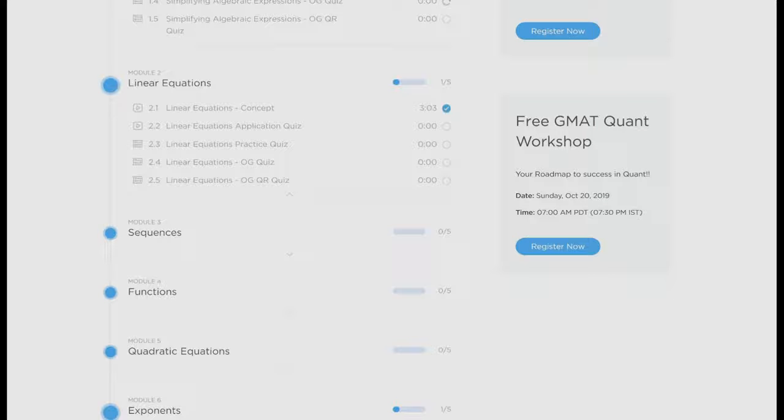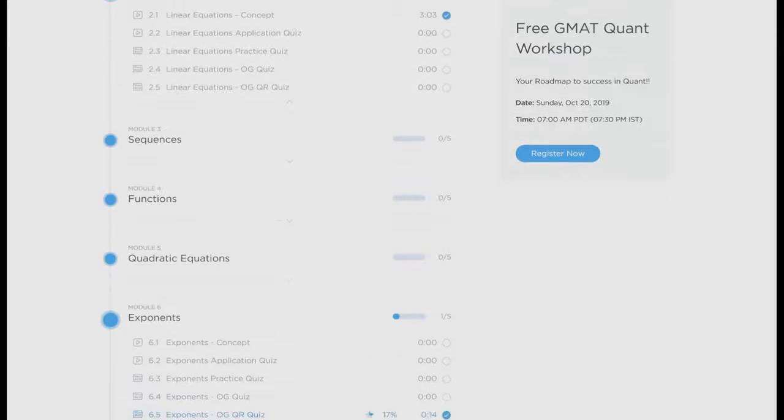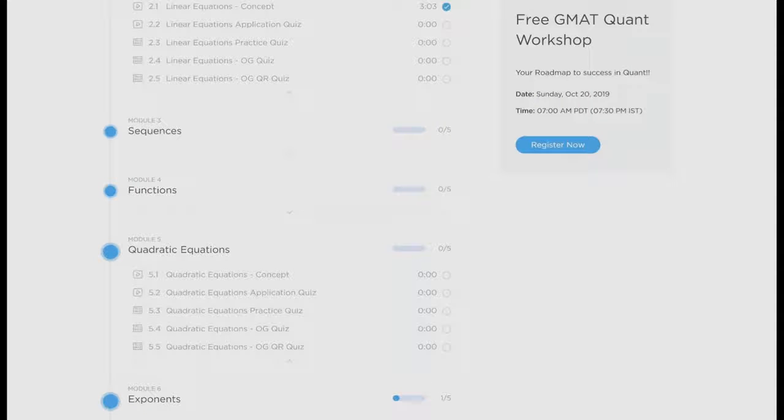Another important point is that as you solve these questions, you may identify certain conceptual gaps. At that point, you simply go through the associated concept file to bridge that gap. For example, let's say you're solving the module 5 quadratic equations application file, and you realize that you are rusty with some concepts. At that point in time, go back to the 5.1 activity and revise the concepts pertaining to quadratic equations.